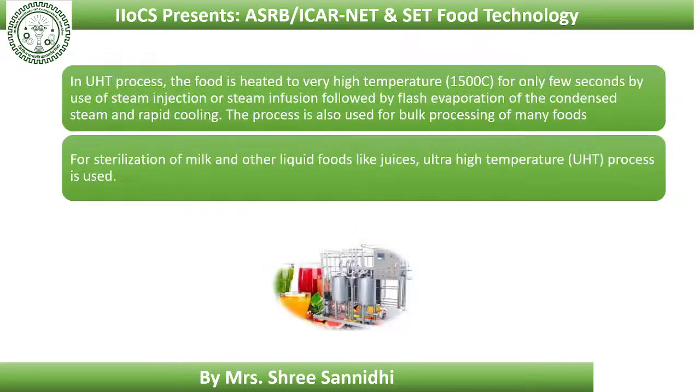Another method of high temperature heating is UHT, the ultra high temperature process. In this, the food is heated to a very high temperature at around 150 degrees Celsius for only a few seconds by the use of steam injection or steam infusion, followed by flash evaporation of the condensed steam from the food and rapid cooling. The process is also used for bulk processing of food.